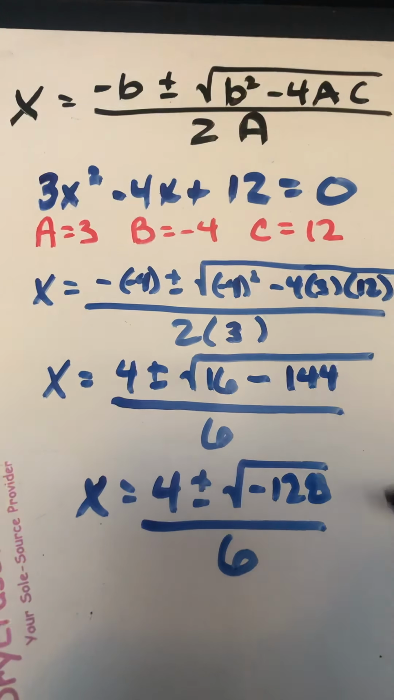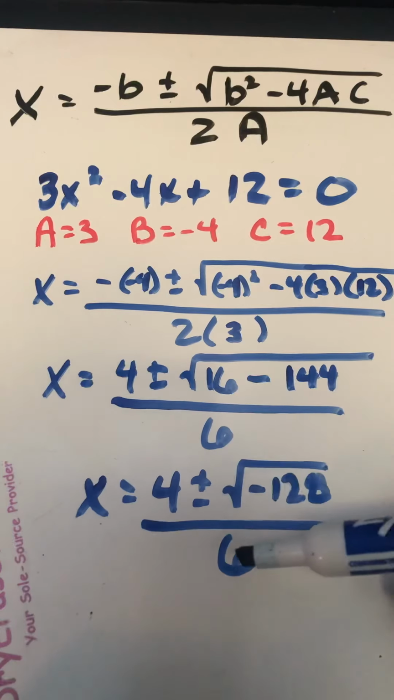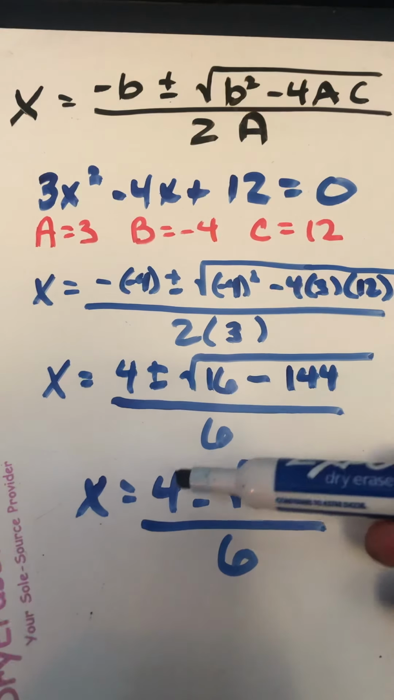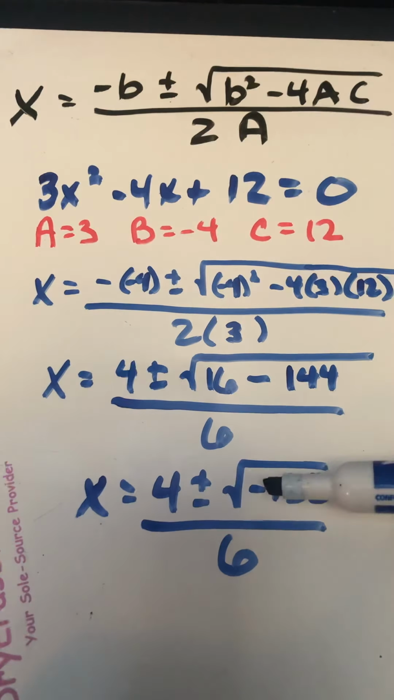Now normally, if this number were positive, we would find its square root, or if this number was 0, we would find its square root, and we would find our answer by doing 4 plus that number divided by 6, that's one solution, and 4 minus that number, whatever that is, divided by 6.